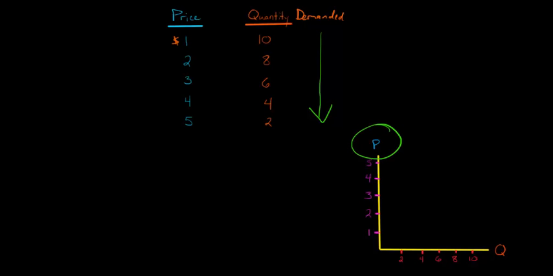We can put P, price, on the y-axis, and quantity demanded, Q, on the x-axis. You'll see this very commonly in economics. At a price of $1, you demand 10, so we'll plot a little point there, at 1 and 10. At $2, you would demand 8 chocolate bars. At $3, you would demand 6. At $4, you would demand 4. And at $5, you would demand just 2 chocolate bars.